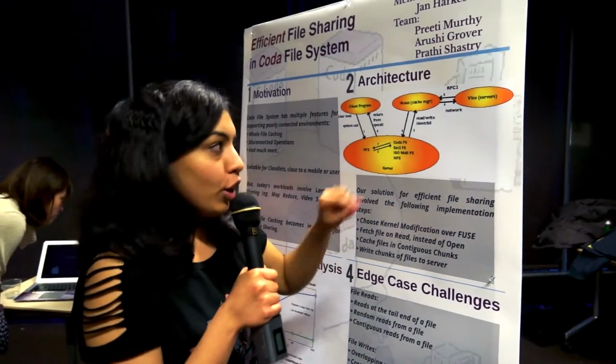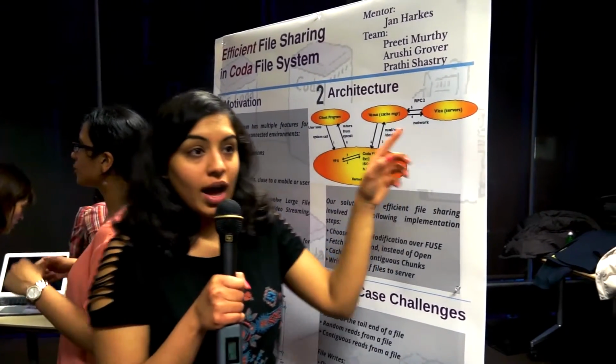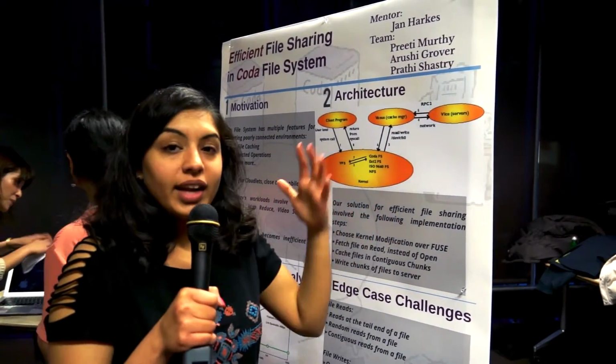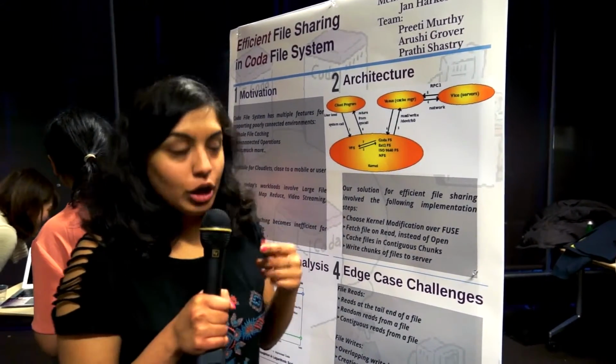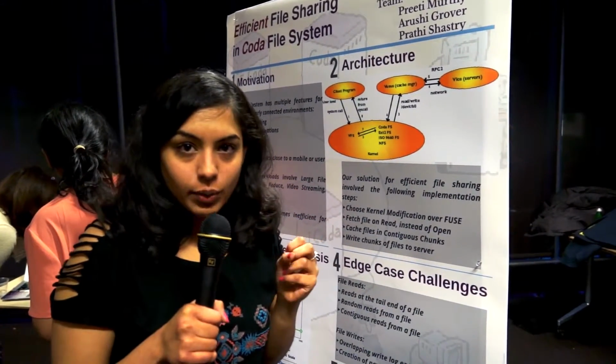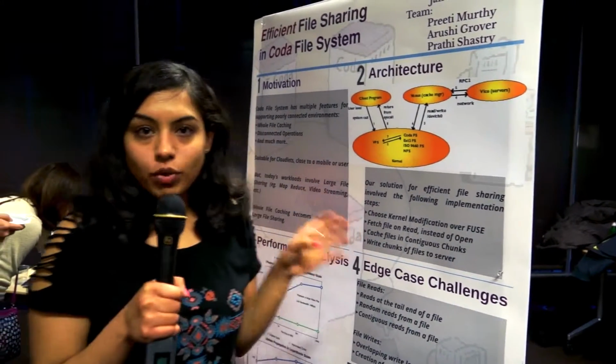And say there is a very large 10 GB file, and the user just appended a period at the end of the file. Only that last 1 byte will be sent back to the server. Compare this with the original Coda, where 10 GB was sent back to the server, and we are sending only 1 byte back. There is so much network latency that we are saving. There's so much bandwidth that we are saving. And that is what we want to achieve over here.